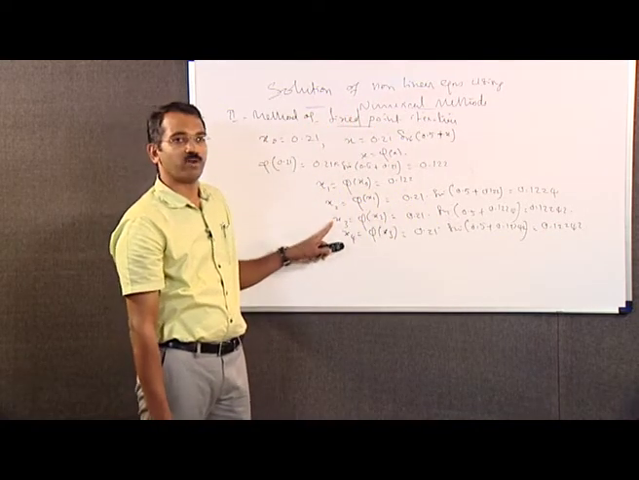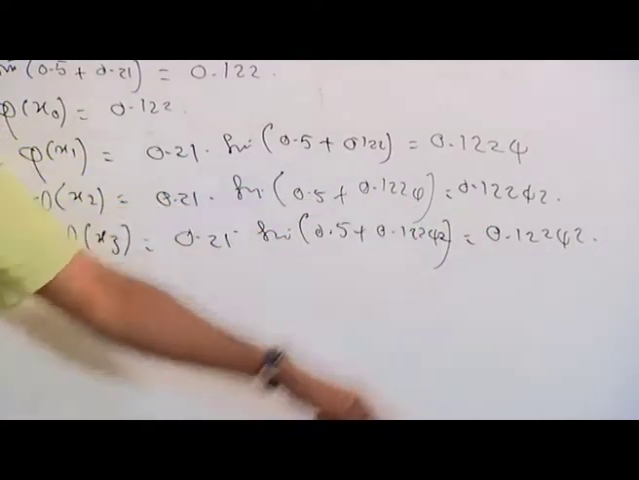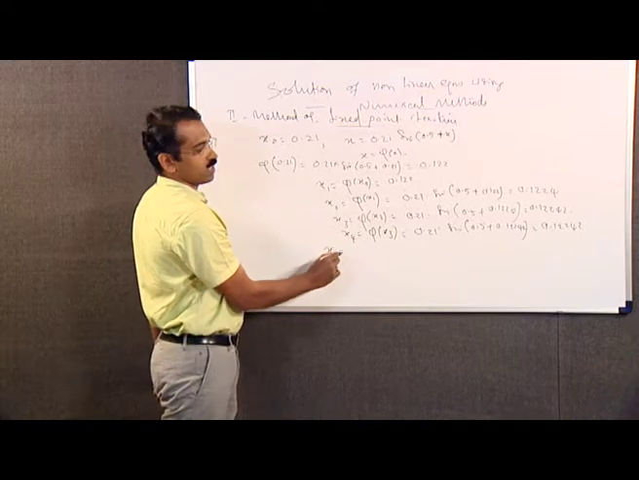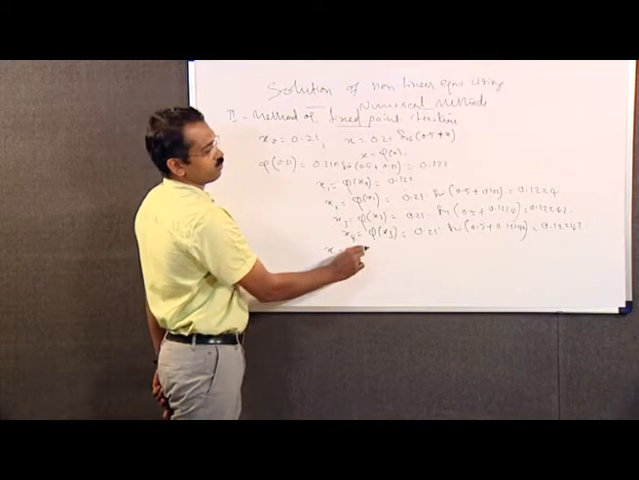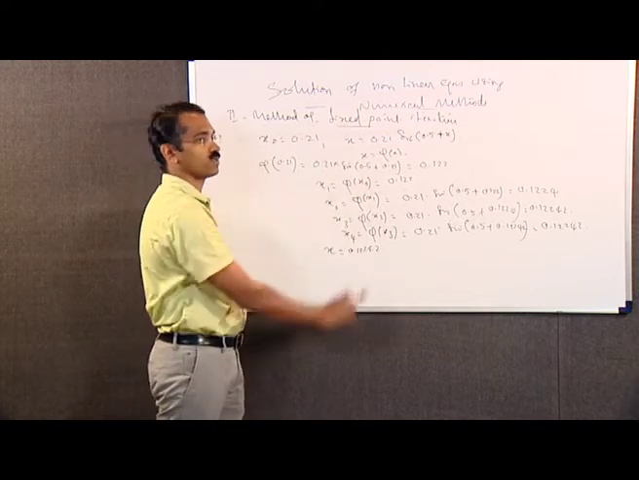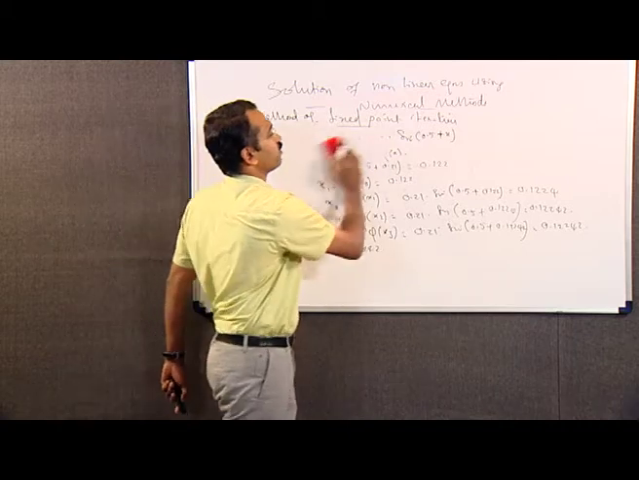In the third and fourth, the values are approximately equal. Therefore, we can say that x equal to 0.12242 is the approximate root of this equation. This is the method of fixed point iteration.